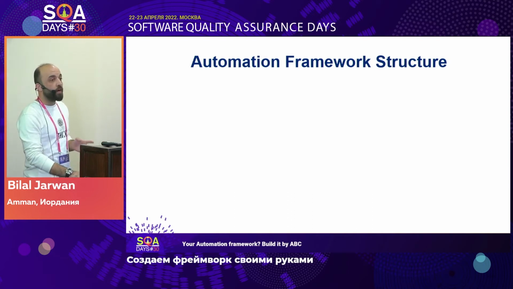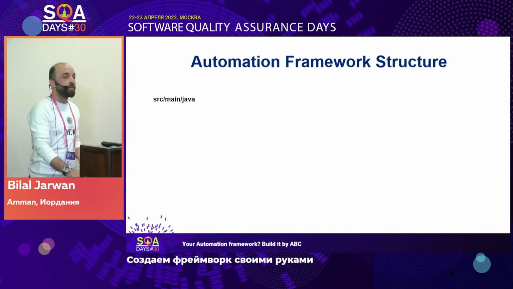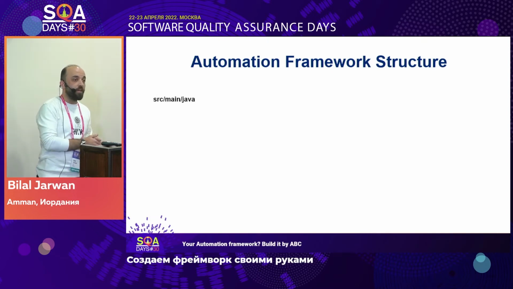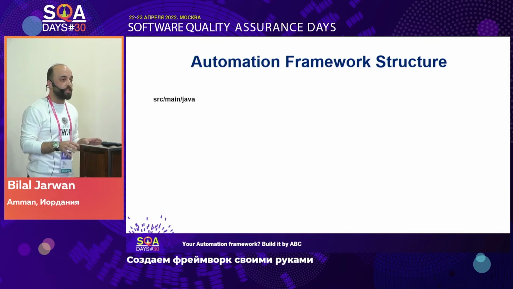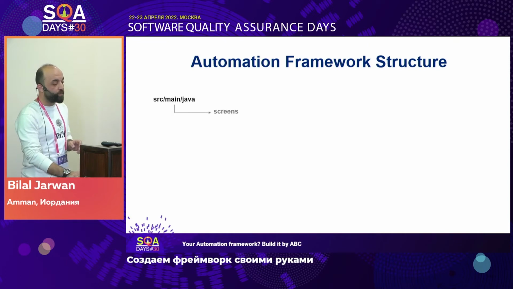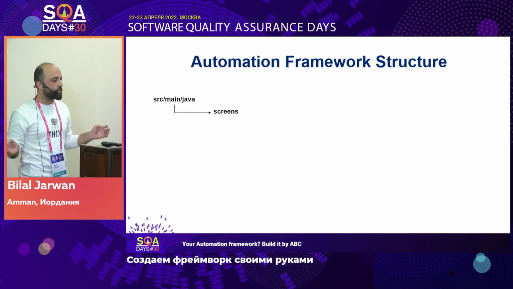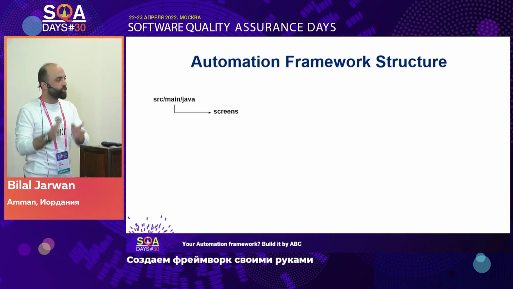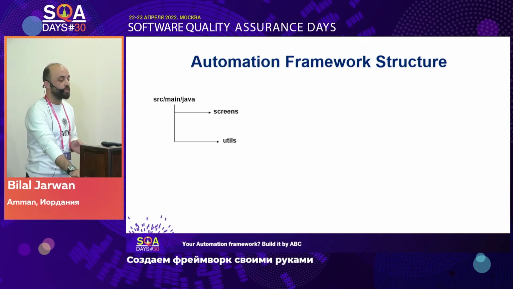The structure of our automation framework will have two source folders. The first one is source main Java. Under source main Java, you need to create some packages, and in each package you will have a list of classes. The first package will be the screens. If you are working on a website, you need to create the screens that you are working on, and every single screen will have two classes.